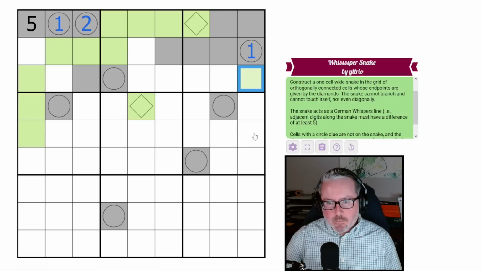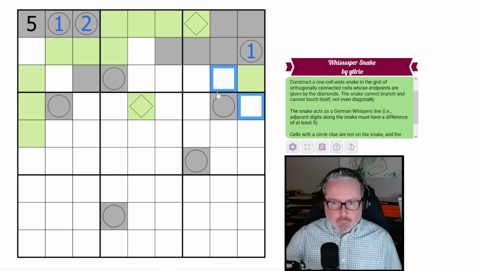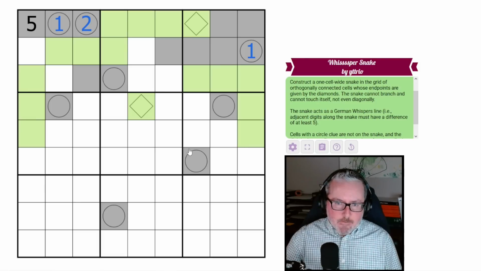Now, we know this snake bit has to get through this corner, so it's got to do this. This can't be snake. This can't be snake because it can't touch itself diagonally.